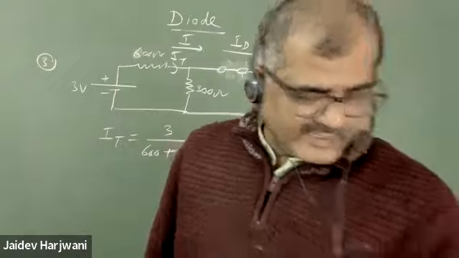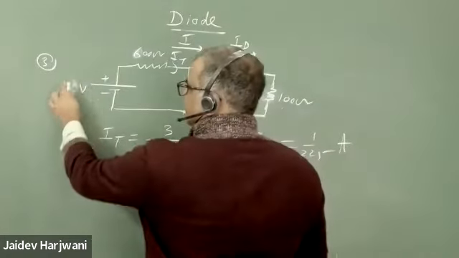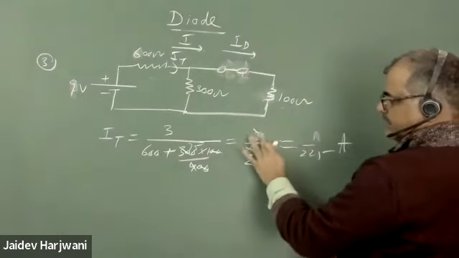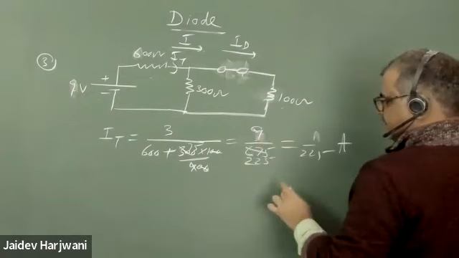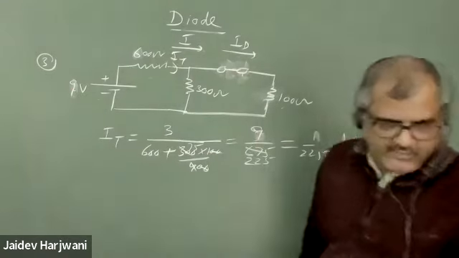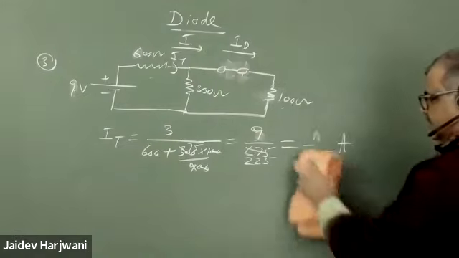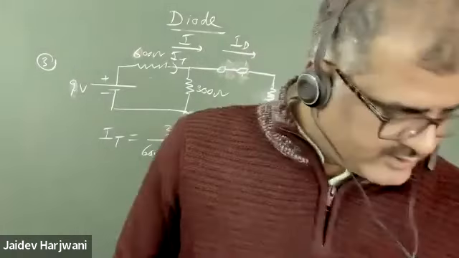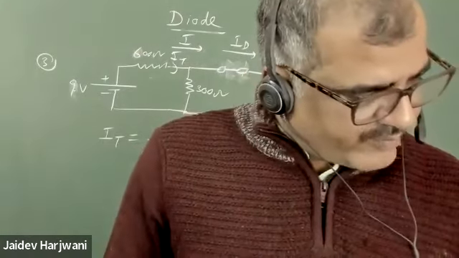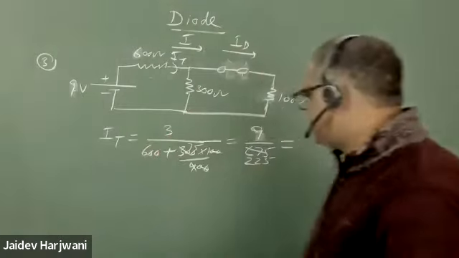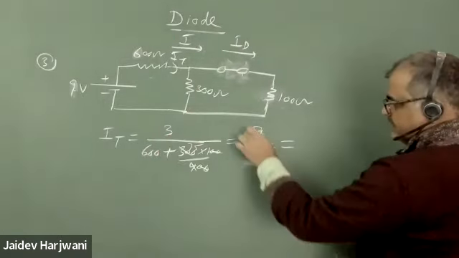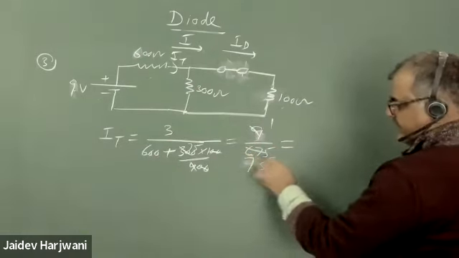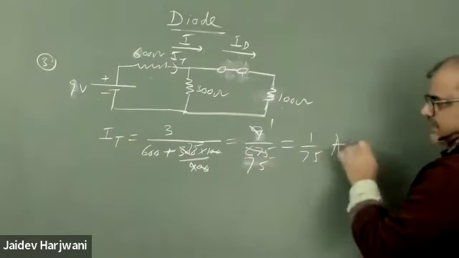Okay, just let me make it 9, otherwise my question, make it 9. So this becomes now 9. How much will come now? Tell me how much will come now if it's 9. By 225, so if I do it 9, this should come to 1 upon 75. So 1 by 75 ampere. So this is my total current.